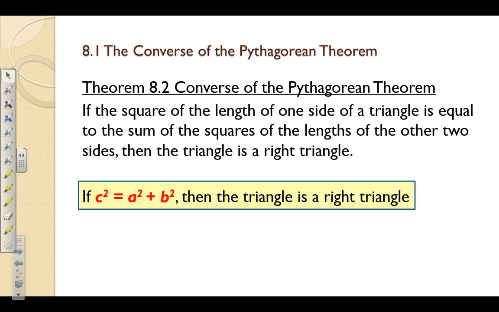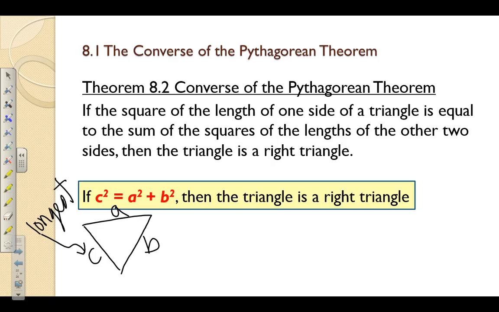And it reads, if the square of the length of one side of a triangle is equal to the sum of the squares of the lengths of the other two sides, then the triangle is a right triangle. So if we've got three sides of a triangle, c, a, and b, c should always be your longest side, because if it is a right triangle, it's going to be your hypotenuse. So comparing c squared to a squared plus b squared.